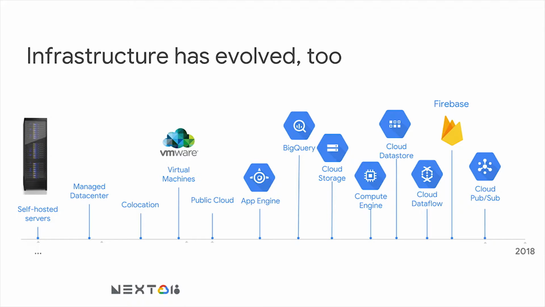And we then moved to managed data centers. We then moved to colos where you got more efficiency. We moved to VMs where you could pack more onto the machine itself. And then public cloud was a step function change, making it much, much easier to provision infrastructure, much, much easier to build systems. And then even on top of public cloud, we've added a lot of services to make things even easier on you as a developer. Things like App Engine, BigQuery, Cloud Storage, Compute Engine, Datastore, Firebase, Dataflow, and many other technologies.